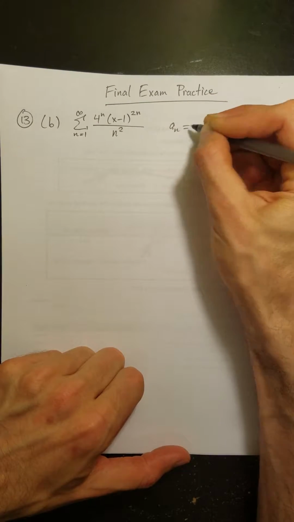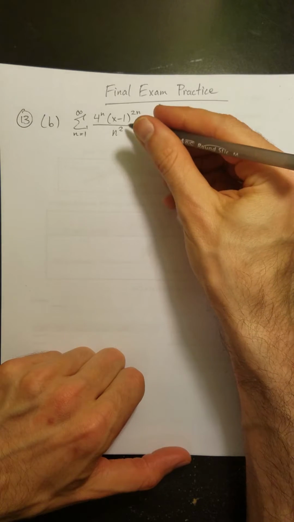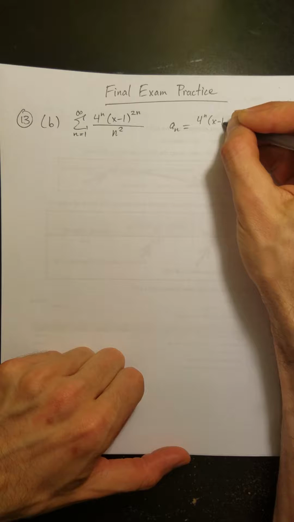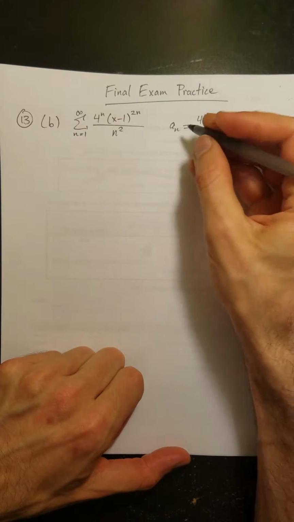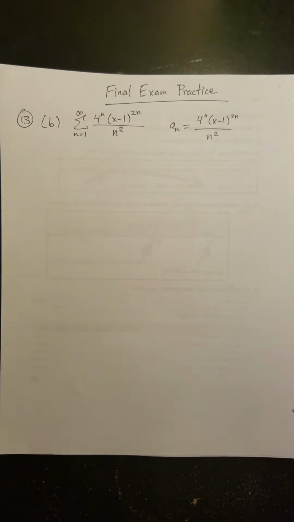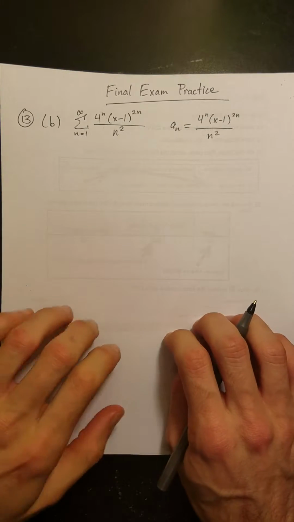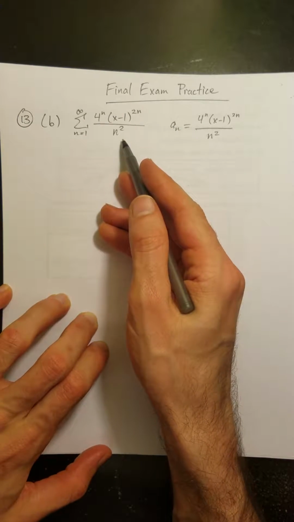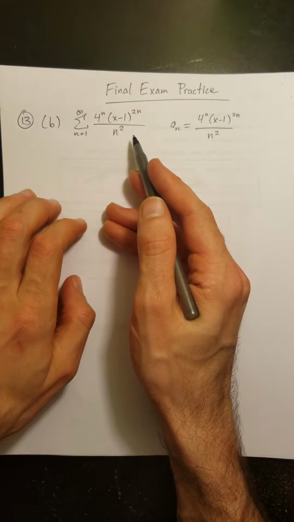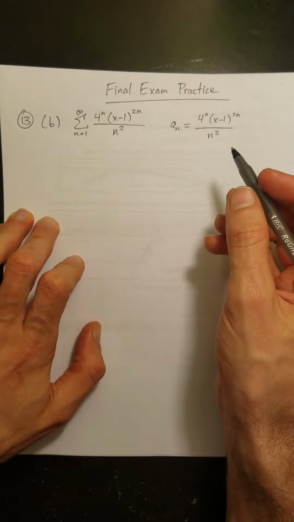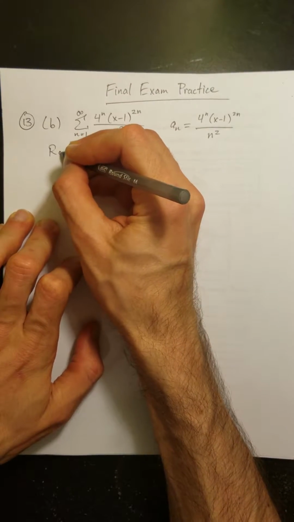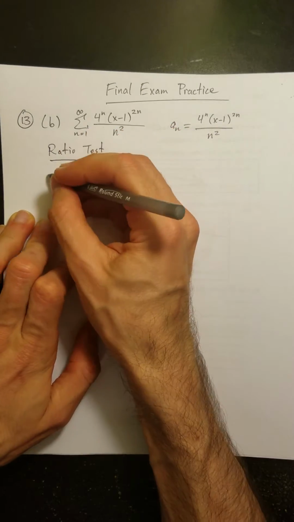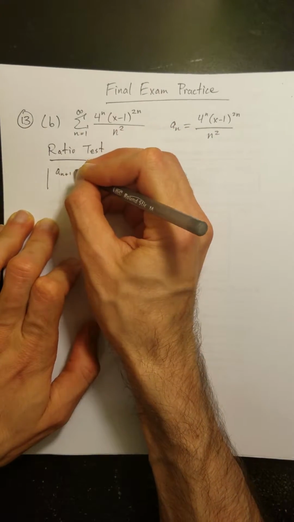And so our a_n's here, this is just the nth term of our series. This is going to be 4 to the power n times x minus 1 to the power 2n divided by n squared. And so we're going to use the ratio test to determine the radius of convergence here. So we'll look at our ratio test. Want to look at the ratio of the n plus first term to the nth term in absolute value.